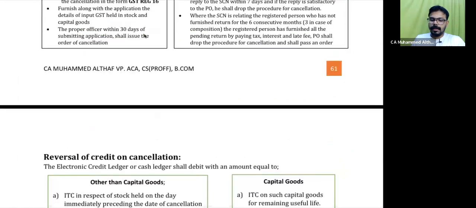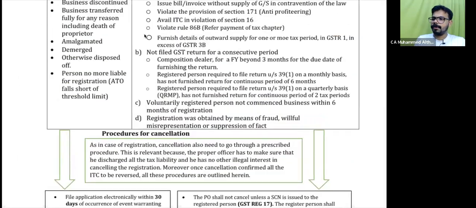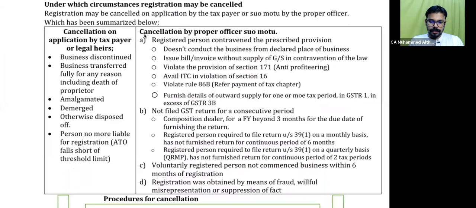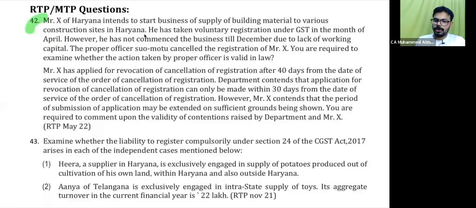Yes. You can read here, cancellation by proper officer. In that you can read here the C point. Voluntarily registered person not commenced the business within 6 months. Within 6 months if they have not commenced the business, then the proper officer can cancel the registration. So he has taken the registration in April, but they have not started till December. So the proper officer can cancel, no issues. So this is valid. Second portion, read.